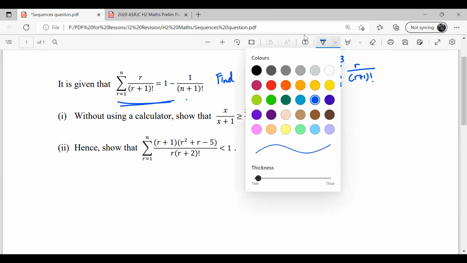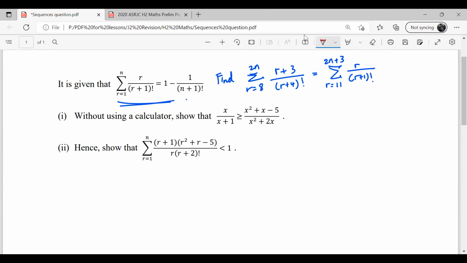I think the original question, what happened is that they had a 2 some more, so it's a 2r plus 6. So you actually just bring out a 2. That was the original question. So that's why I say the first one I think y'all can do. At most y'all just forget. So the first part is actually can do. So that's why I want to focus on these two parts, especially part 2.